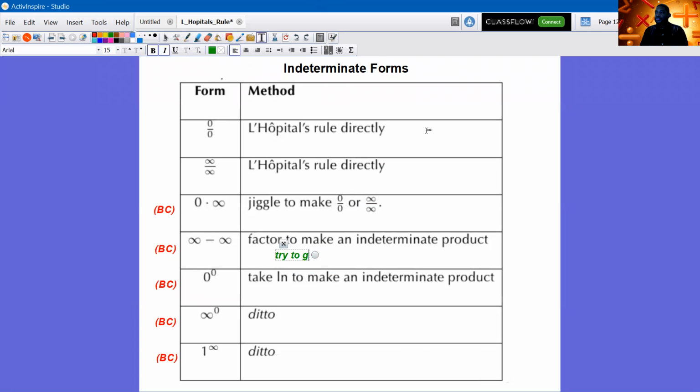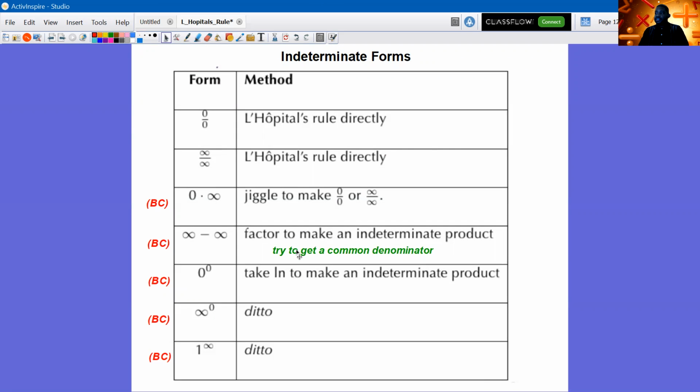Or try to get a common denominator, because it's normally going to be two fractions that are subtracted from each other. For 0 to the 0, infinity to the 0, or 1 to the infinity, you want to bring in the natural log to make an indeterminate product, which brings you back here. So what we're doing is trying to make our way back from here to here, and eventually get here, which is our goal, to use L'Hopital's rule.